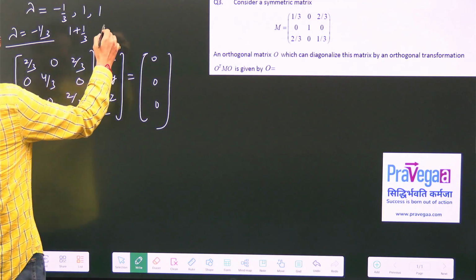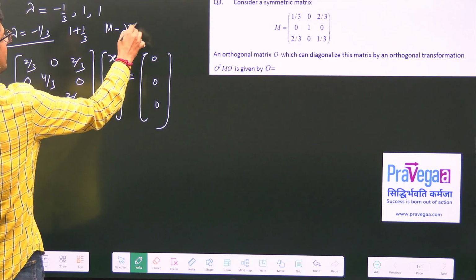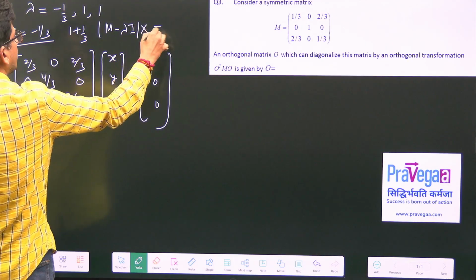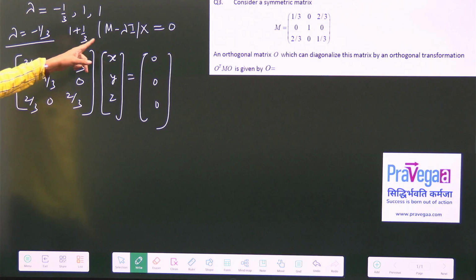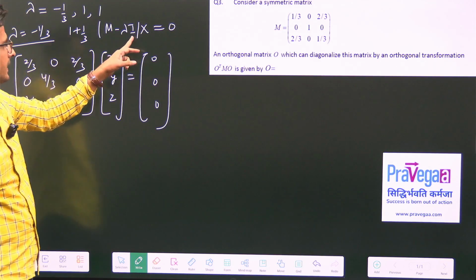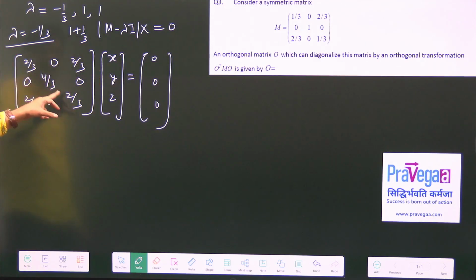So I am using (M minus lambda I) into a vector is equal to 0. This equation I am using. Okay. And lambda is equal to minus 1 by 3. So that's why it is subtracted from this, I is the identity matrix. So it is subtracted from here, and because of the minus sign, it is added. Okay.